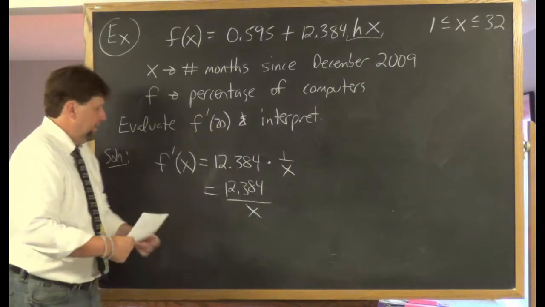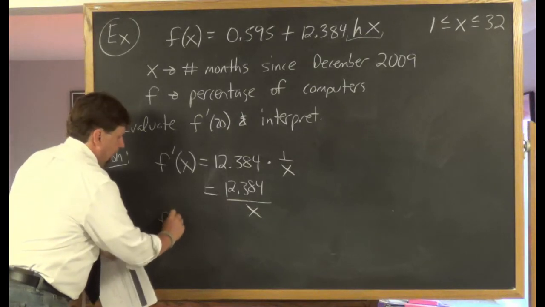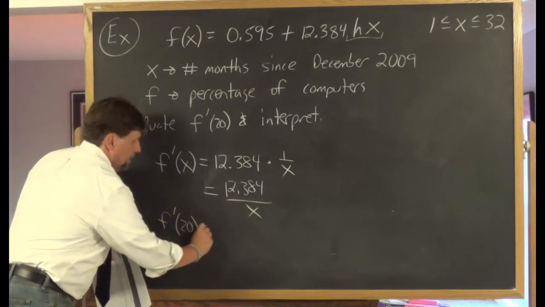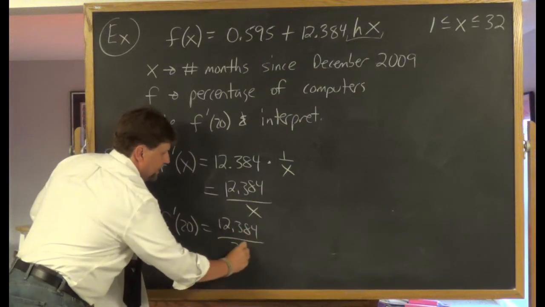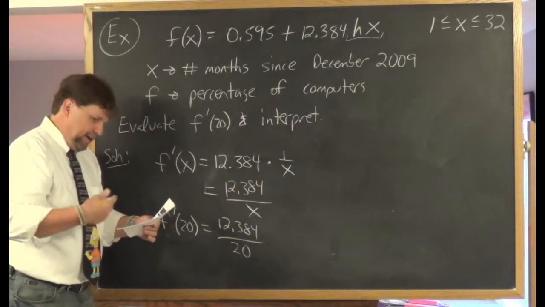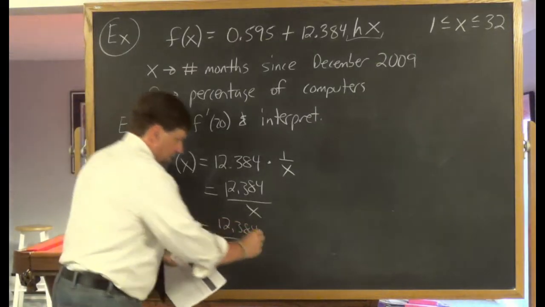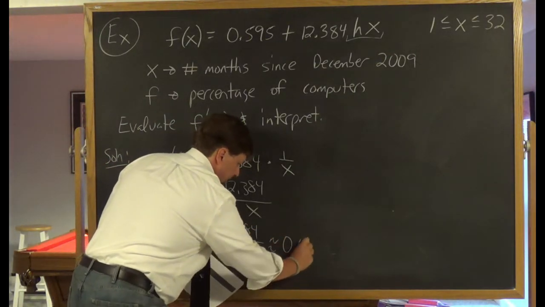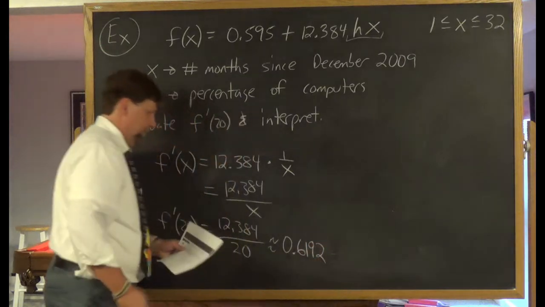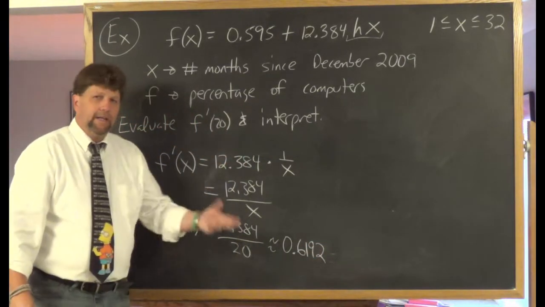Now that I have the derivative, it's a relatively easy process for me to evaluate the derivative at 20. I just toss 20 in for the x, so f prime of 20 is 12.384 divided by 20. And when I crank this through my calculator, I get something pretty close to 0.6192. So we've evaluated f prime of 20.